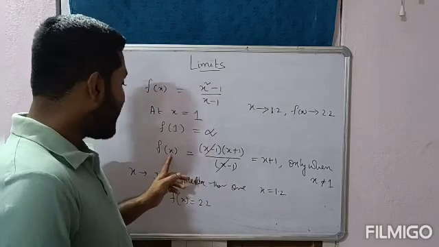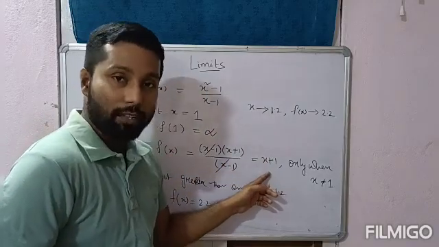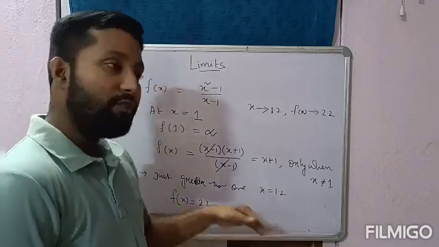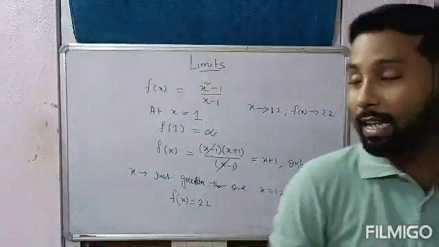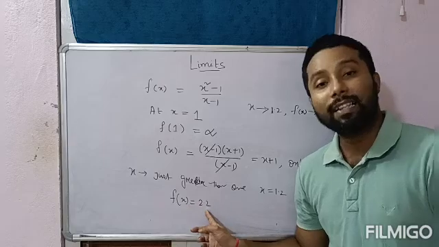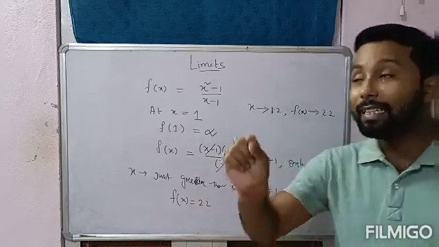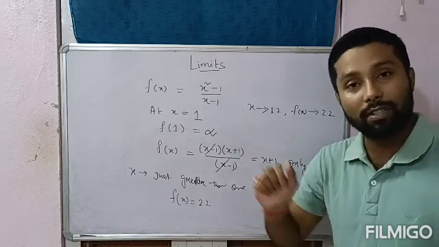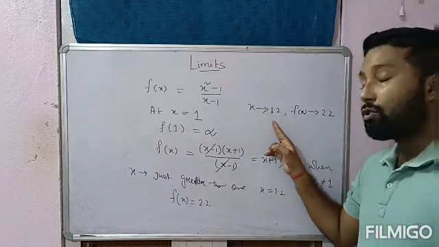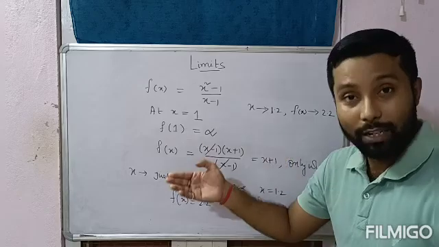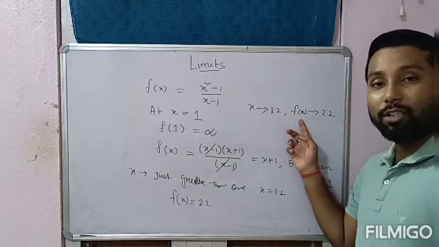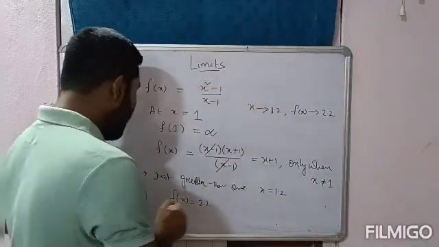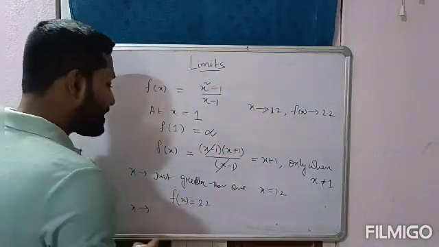Okay. So after getting f of x is equal to x plus 1, now I have taken x equal to say 1.2. If I take a value just greater than 1, then the value of f of x will be just greater than 2. It can be represented as: if x approaches, this arrow mark you can read as approaches. Okay. If x approaches 1.2, that is slightly more than 1, then f of x approaches 2.2, slightly more than 2.